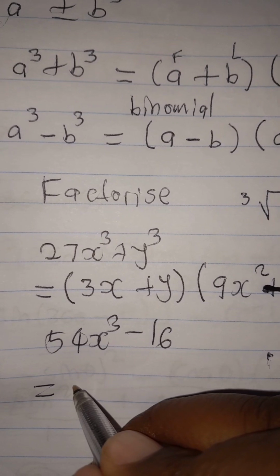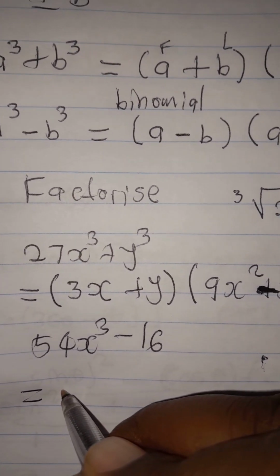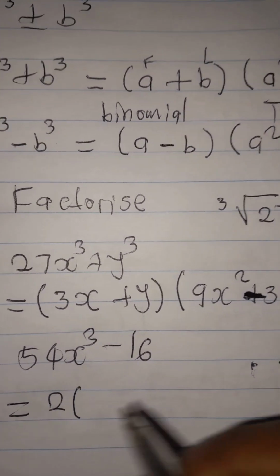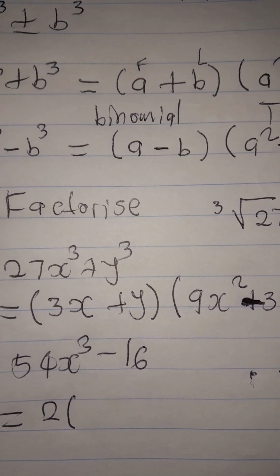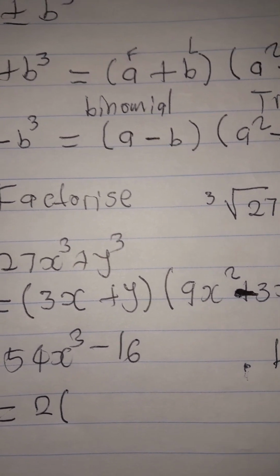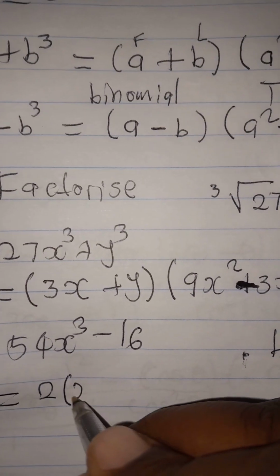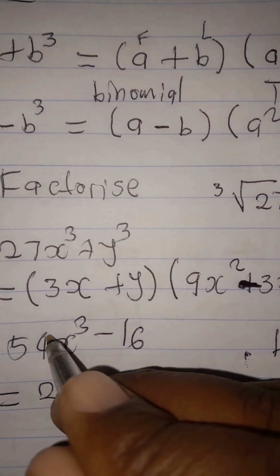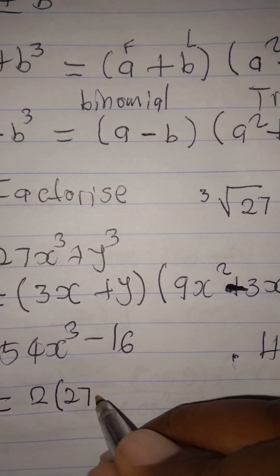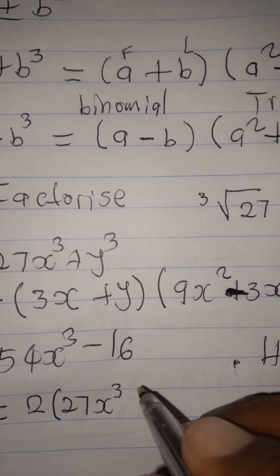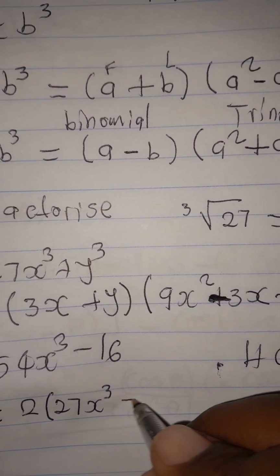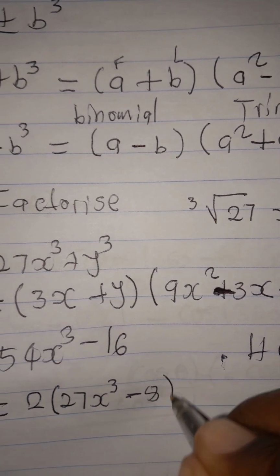So let's find the highest common factor here. The highest common factor is what? It's 2. To get to 54, we need 27. 27 times 2 will be 54. So that will be 27. 2 times 27 gives you 54. X cube, right? To get to 16, we need 8.